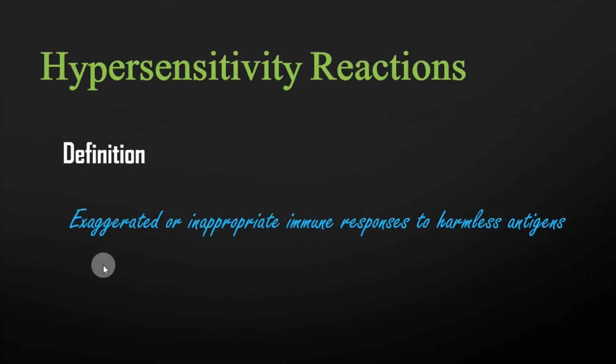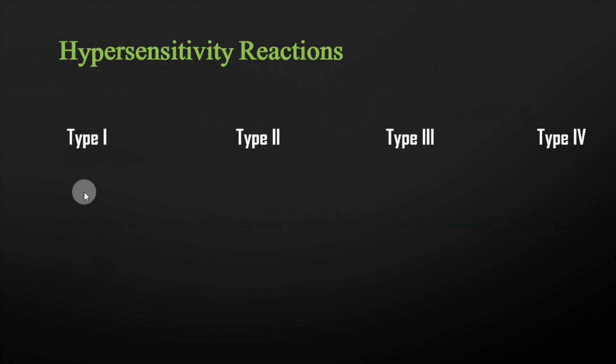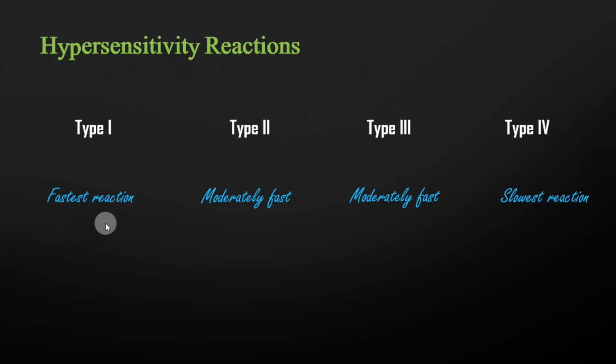So hypersensitivity reactions are basically exaggerated or inappropriate immune responses to otherwise harmless antigens, leading to tissue damage and various clinical manifestations. So the hypersensitivity reactions are basically divided into four types: type 1, type 2, type 3, and type 4. Now, this order from type 1 to type 4 reflects the relative speed at which these different types of hypersensitivity reactions occur, with type 1 being the fastest and type 4 being the slowest in onset and progression, while type 2 and type 3 are moderately fast types.